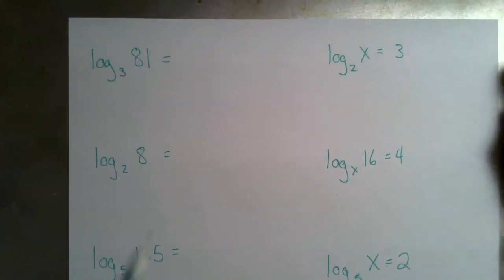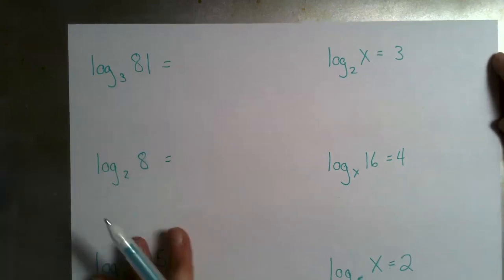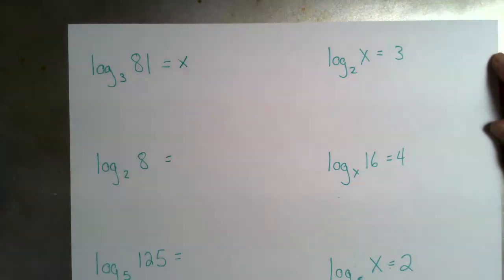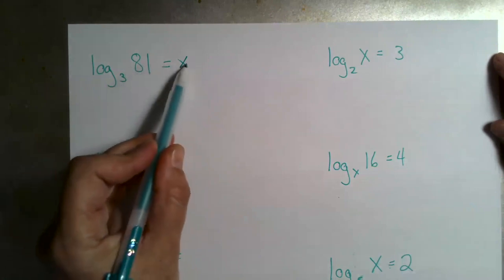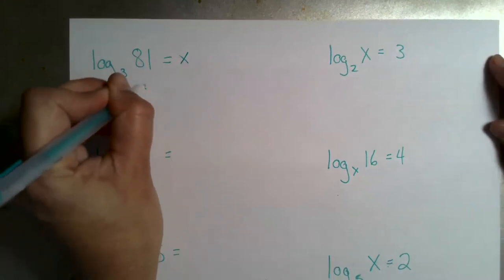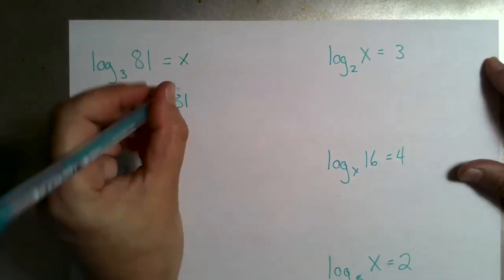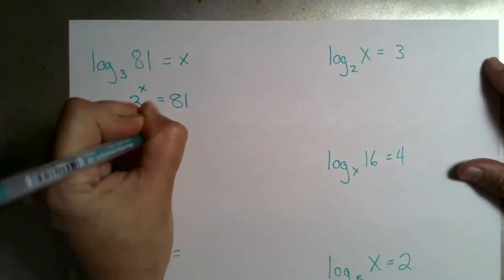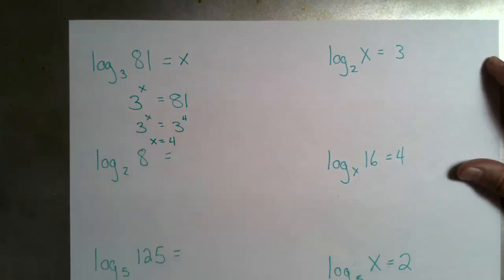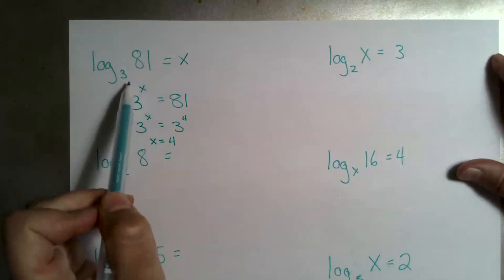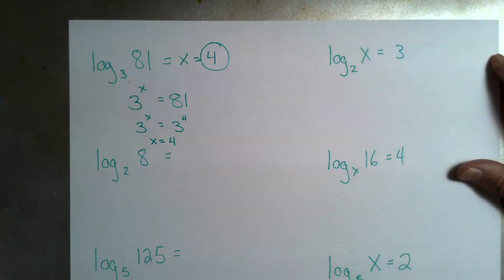Our first question here, log base 3 of 81. Let's put a variable in there. Let's flip it to exponential form. 3 to the x equals 81. And we know that 81 is 3 to the 4th, which means that x equals 4. So log base 3 of 81 equals 4.